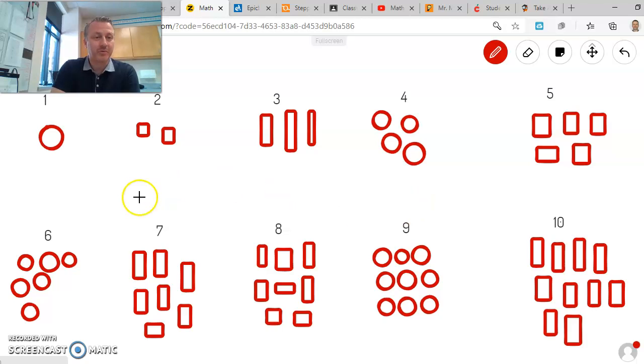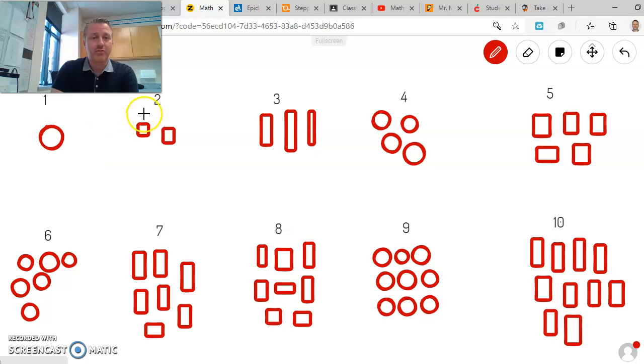Okay, after you wrote the numbers, underneath I would like you to go ahead and draw an object or objects to represent that number. So 1 would obviously have 1, right? So I did 1 circle. You could do a circle, you could do a star, you could do a cookie, you could do a moon, whatever you want to draw.